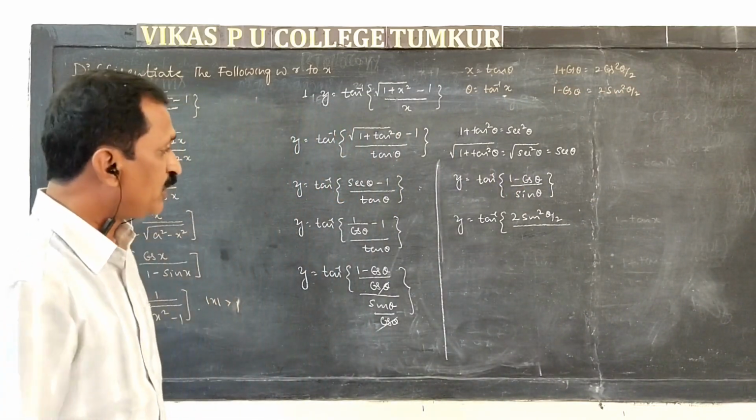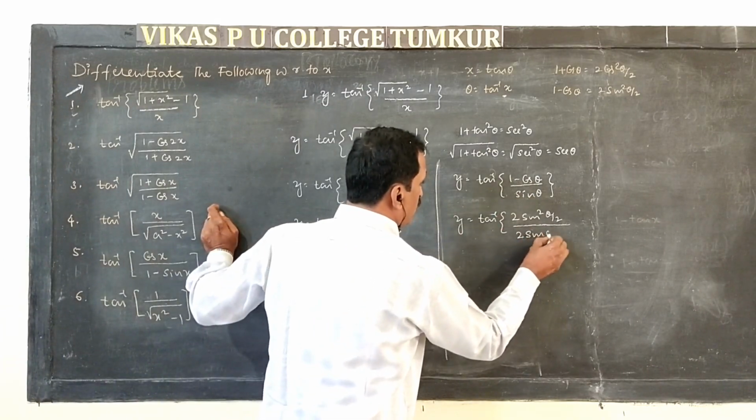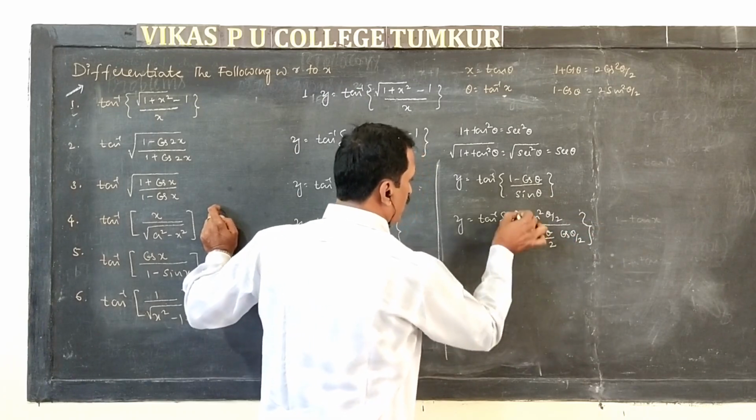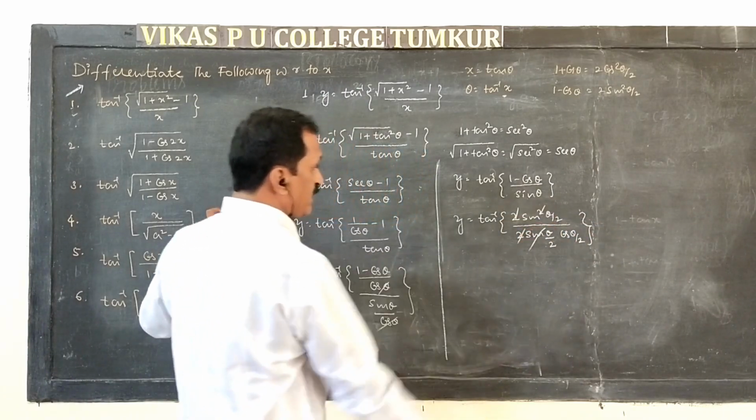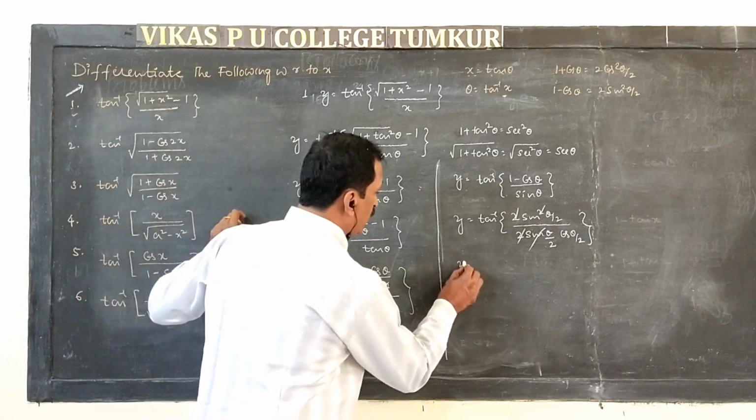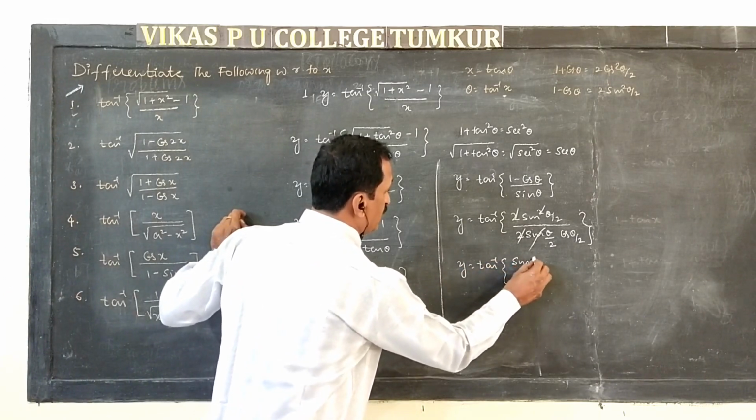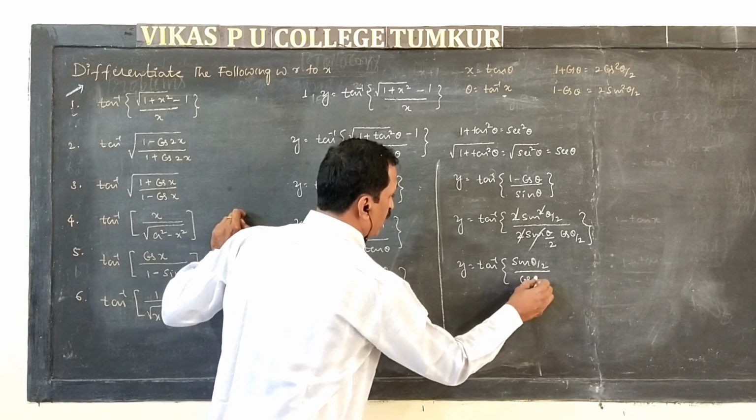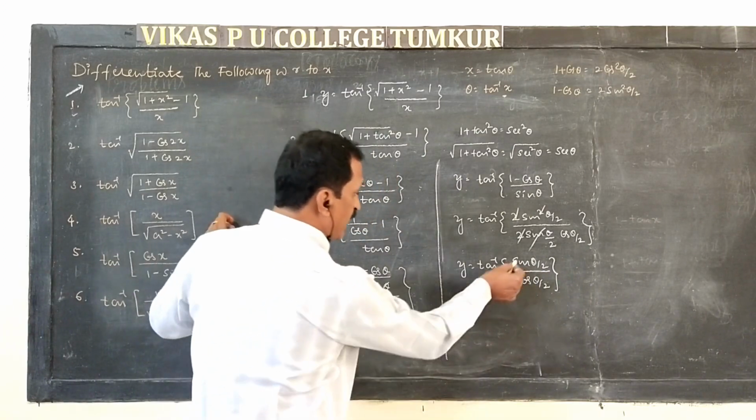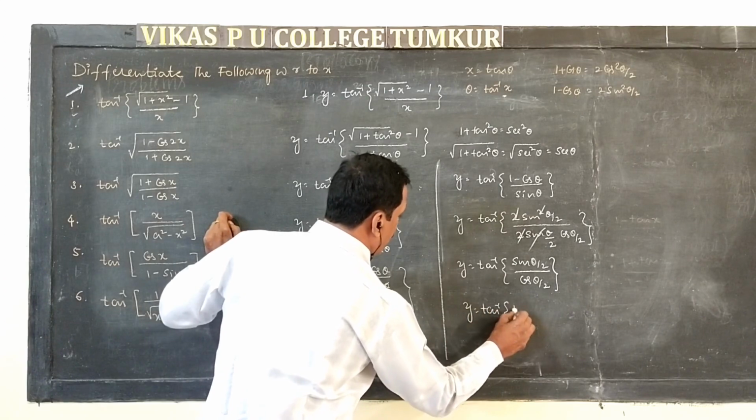What is the value of sin theta? It is a double angle: 2 sin theta by 2 into cos theta by 2. One of the sin theta by 2 cancels. Then what is the value of y? y is equal to tan inverse of sin theta by 2 divided by cos theta by 2. Clear? Sin x by cos x is tan x, so y is equal to tan inverse of tan theta by 2.